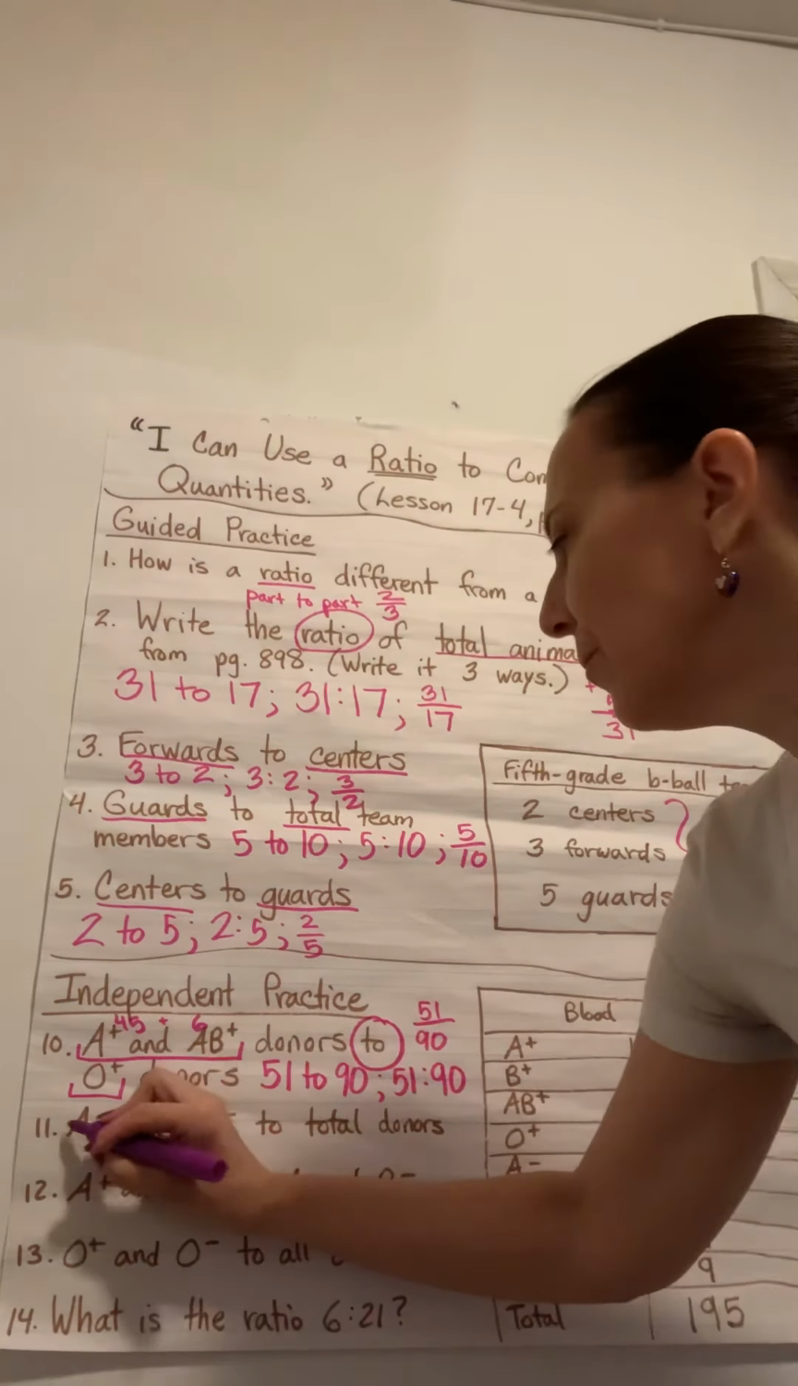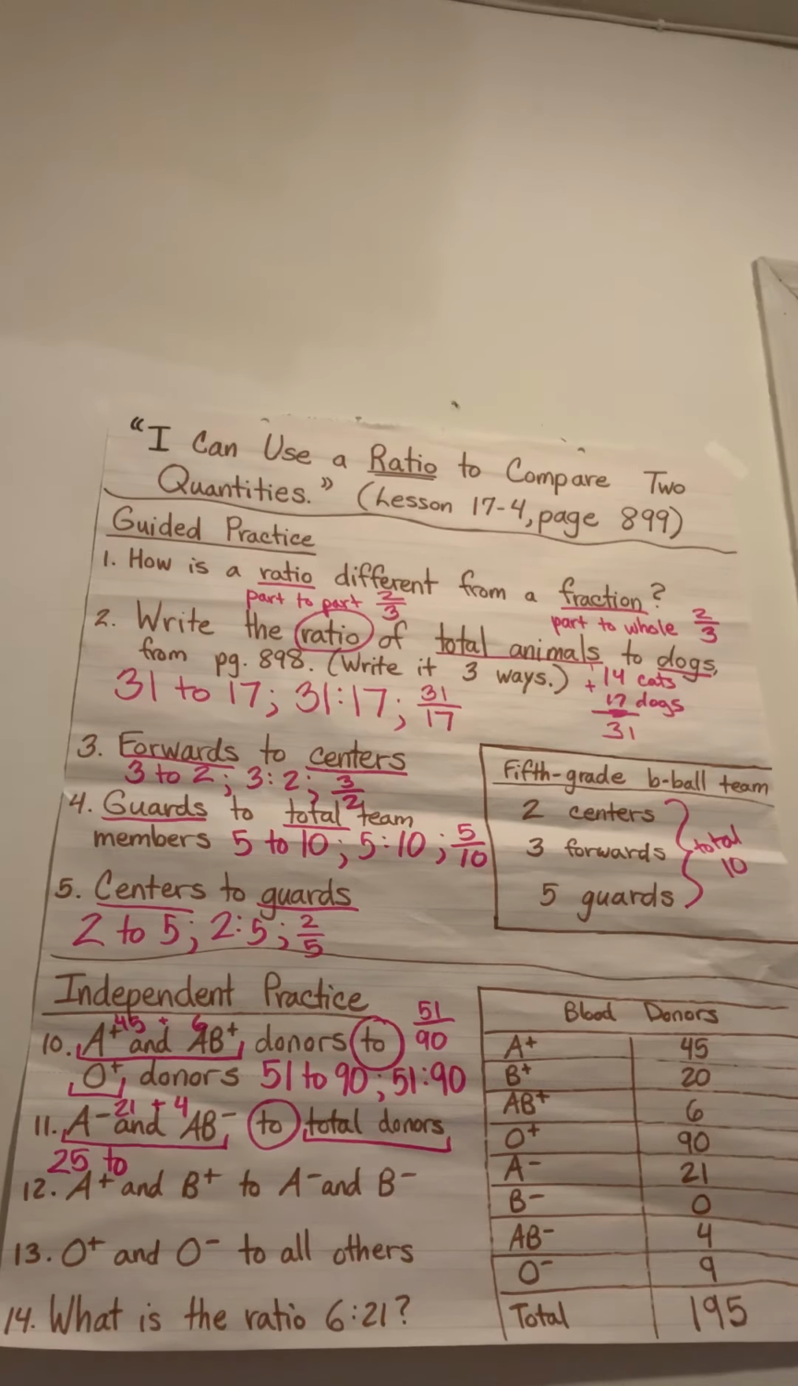Now the back is total donors. Whoa. I was going to say we were going to have to do a lot of adding, but they were actually nice enough to give us a total, 195. So this is 25 to 195. Of course, if they did not give you the total, then you would have to add up all the different numbers and get that total before you could finish your ratio.